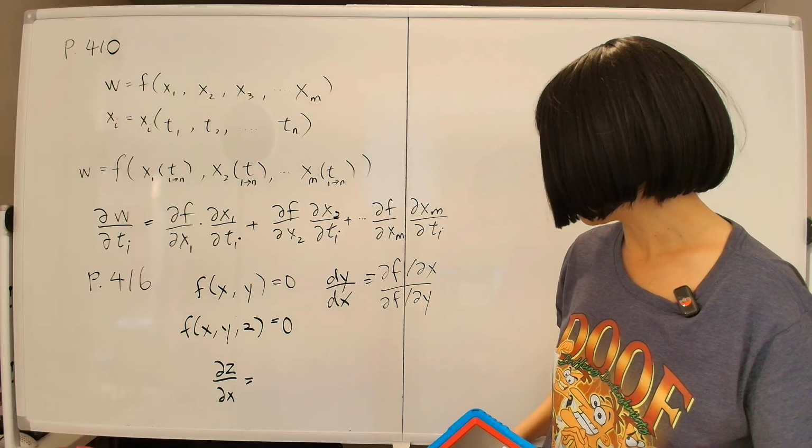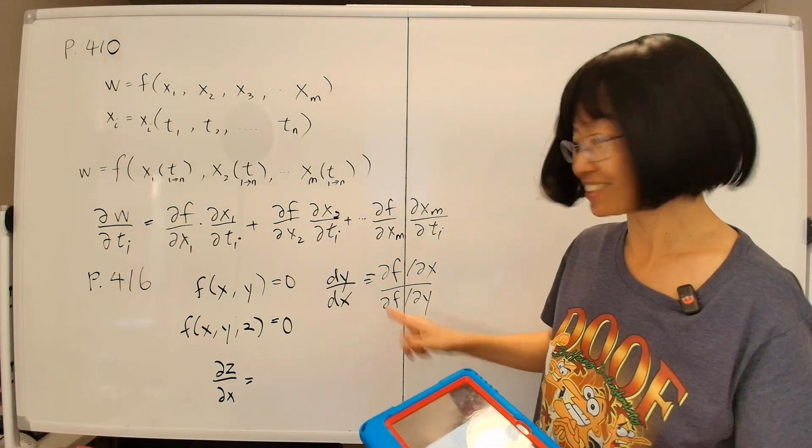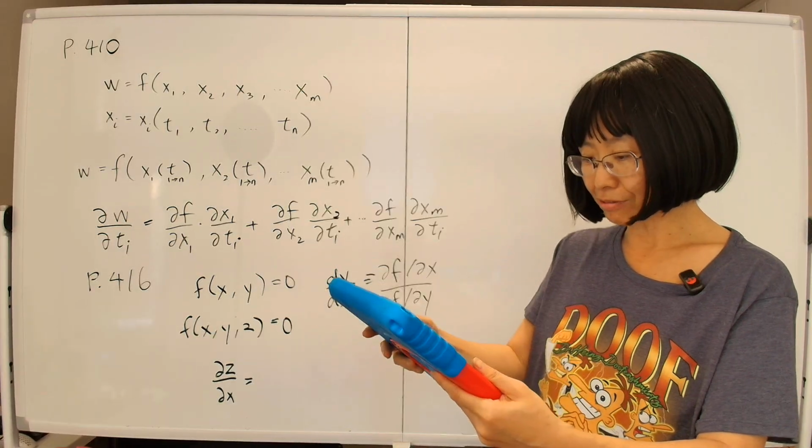Did I have a negative sign? Yeah, it was right here. It's hard to see, but it's right there. And so that's how that equation is derived.